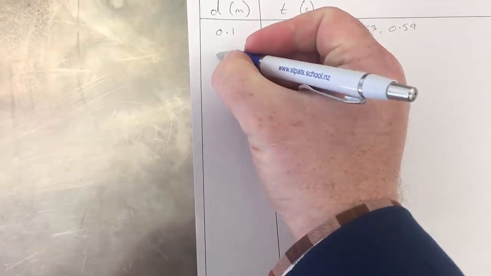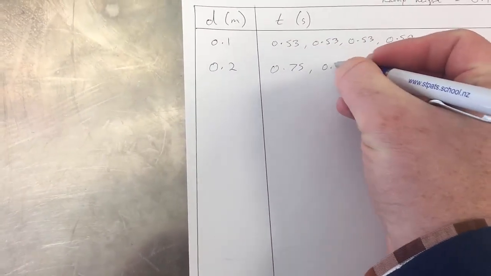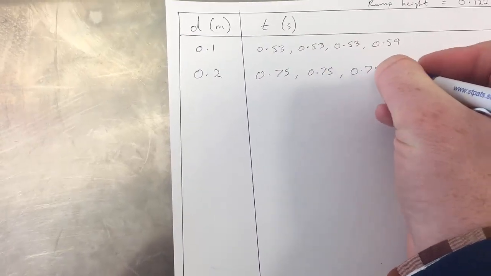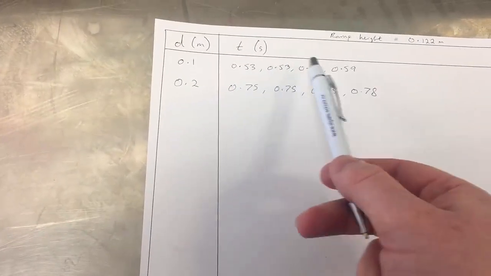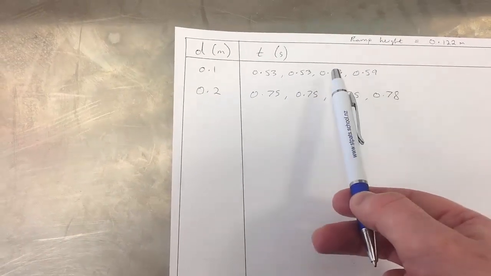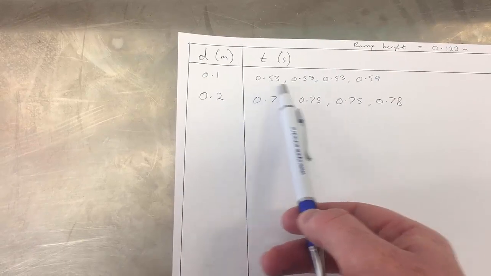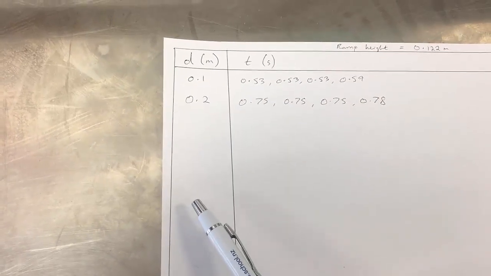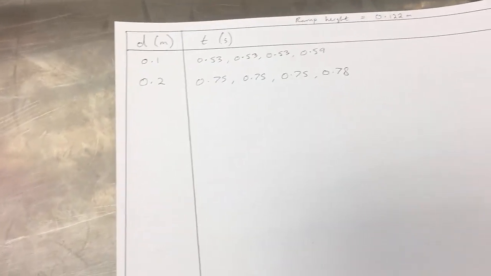So back over to the table, 0.2, 0.75, 0.75, 0.75, 0.78. Doing 4 times makes it really easy to spot an outlier, and if I do identify an outlier and remove it, then we'll have a good number of times to work an average out from. So now I'm going to continue doing my times all the way up to a meter, and fill in this data table.